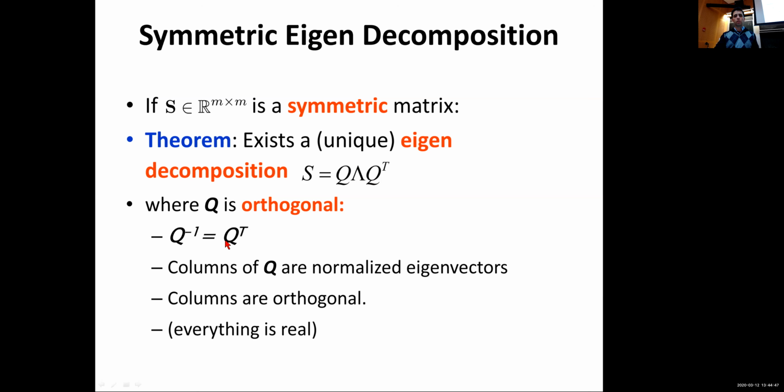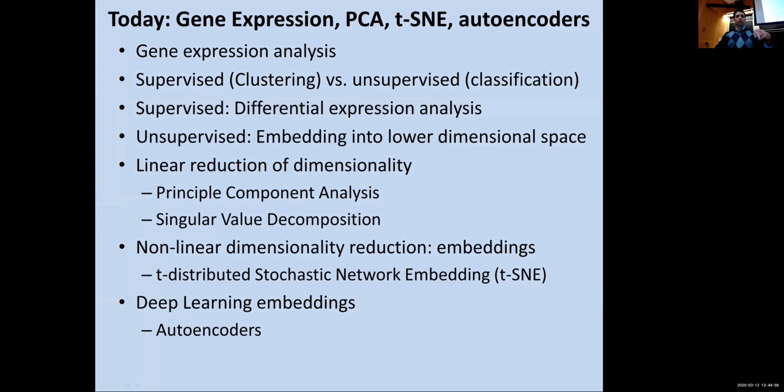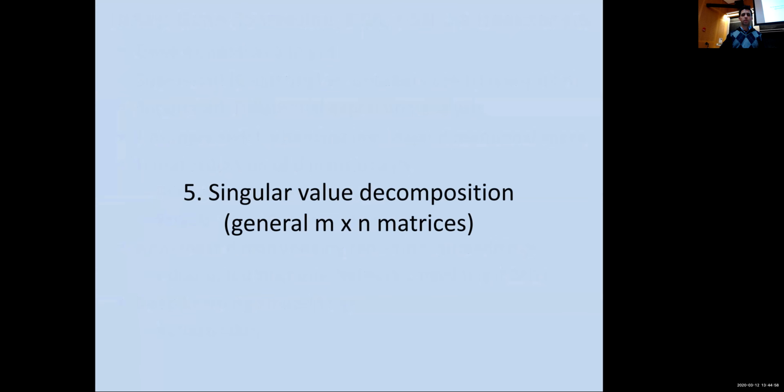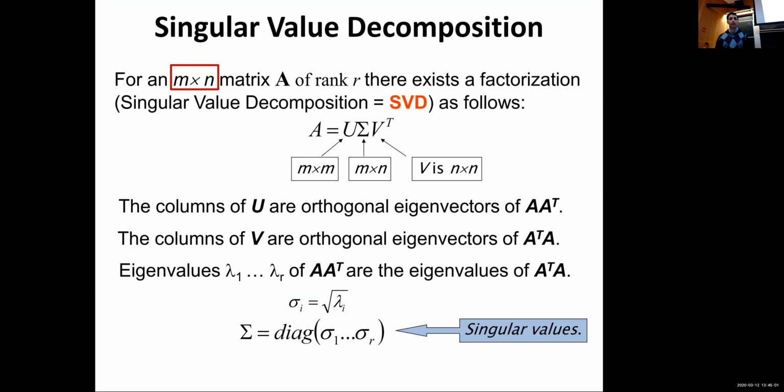All right, so every time we have a symmetric matrix, there exists a unique eigendecomposition where Q is orthogonal, and the transpose of the matrix is actually the inverse of the matrix, and the columns are normalized eigenvectors. But I don't always have these symmetric matrices. I don't always have diagonal matrices.